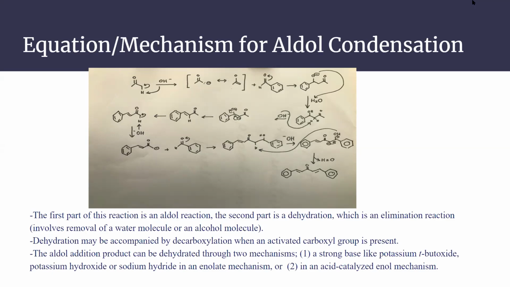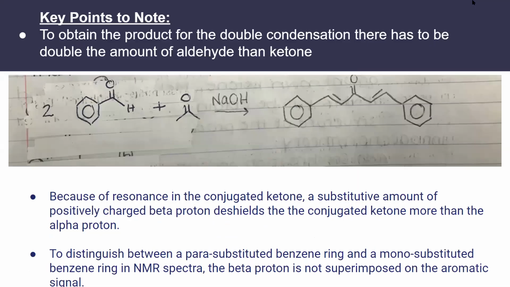The aldol addition product can be dehydrated through two mechanisms. One, a strong base like potassium tert butoxide, potassium hydroxide, or sodium hydride in an enolate mechanism. Or two, in an acid catalyzed enol mechanism.